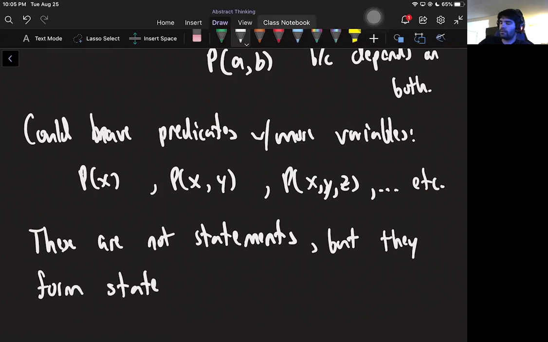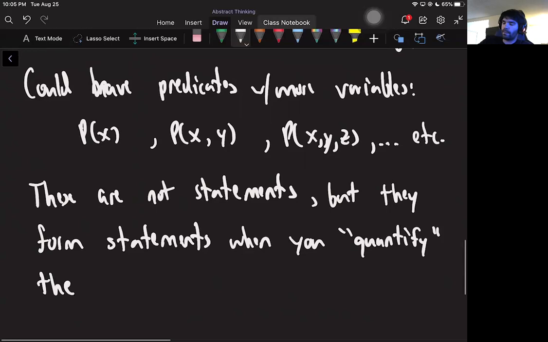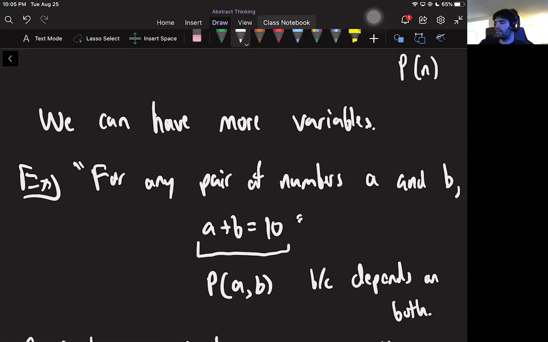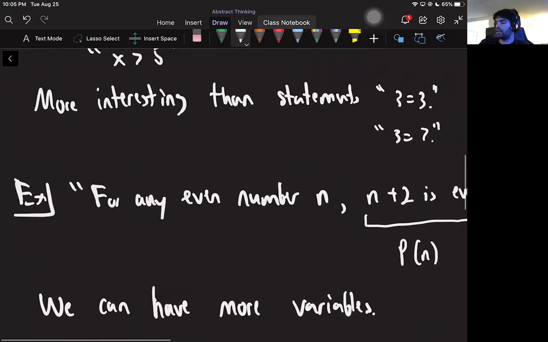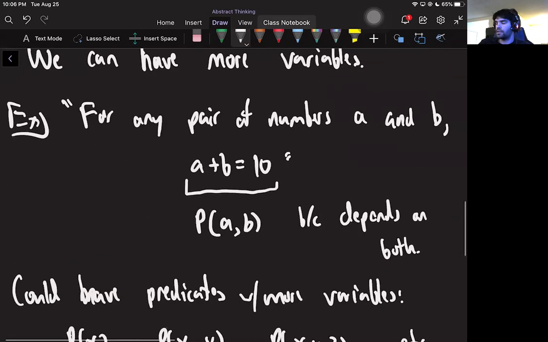So how does that work? How do they form statements? Well, they form statements when you quantify them. So that's why this section is called quantifiers. So you quantify the variables. You declare something about the variables. So up here, we're saying that A and B can be any numbers, and then we've created a statement. Up here, we've said n can be any even number, and we've created a statement. So that's the kinds of things you can do.